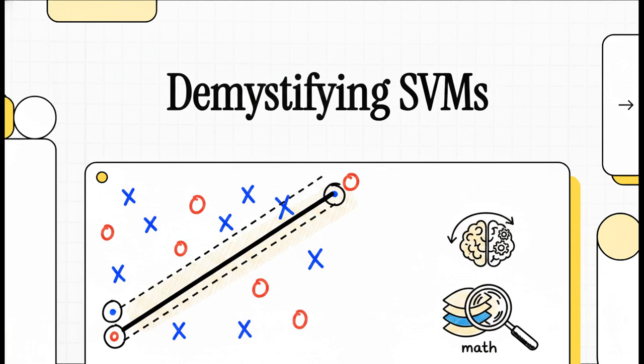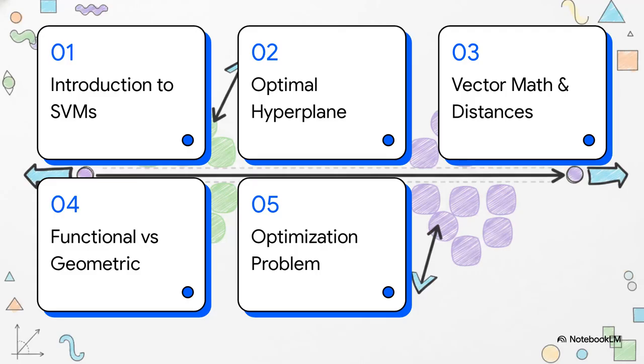Let's get into it. Here's our roadmap for The Explainer. First, a quick introduction to SVMs. Then, finding the optimal hyperplane. Moving into vector math and distances, functional versus geometric margins, and we'll wrap up with the optimization problem.